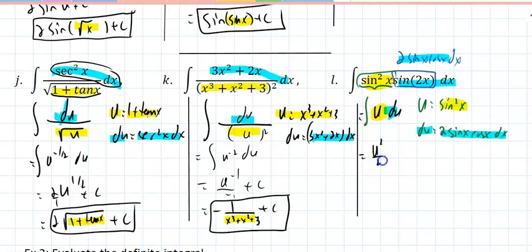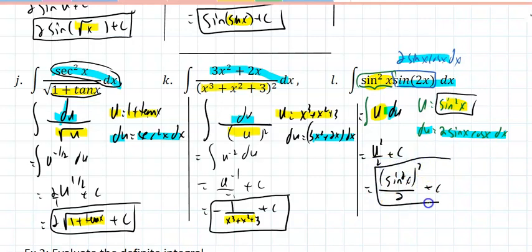That's u squared over 2 plus c. And what's u? U is the sine squared. So I'm going to take the sine squared of x and square it. That's a fine answer, of course. Or you could say that is the sine to the fourth of x over 2 plus c.